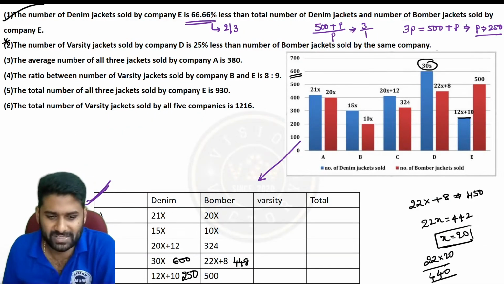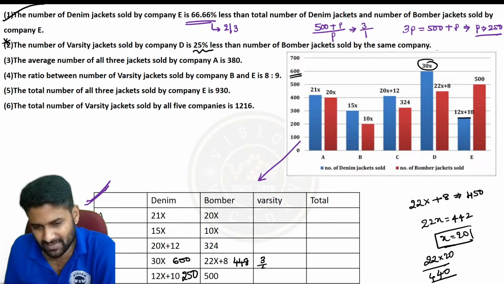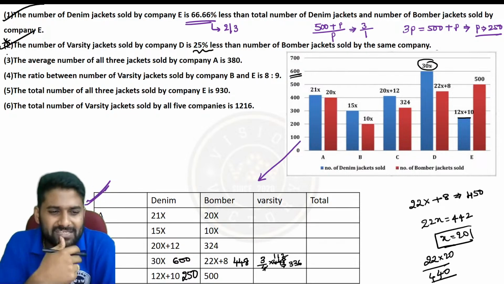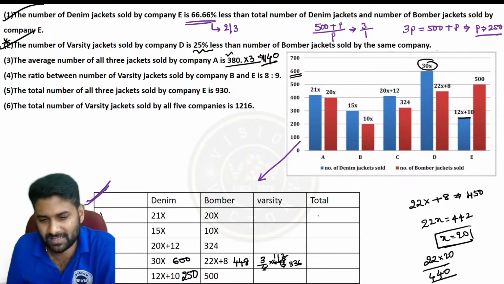Is it clear? Now this is the value 448, and they clearly mentioned that it's 25% less. 25% less means a value of 3 by 4th of 448. Now 4 ones are 4, 4 twos are 8, so it's a value of 336. Yes, we are done with the second point. Next one, the average number of all three jackets sold by company A. Multiply with 3 times. It's 1140. The sum of all these values is equal to 1140.